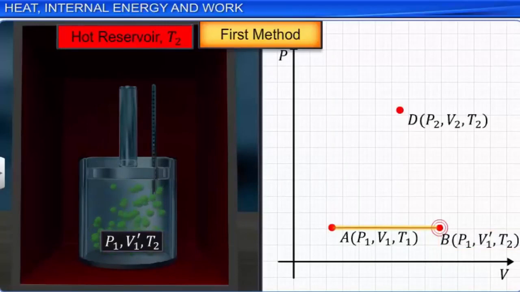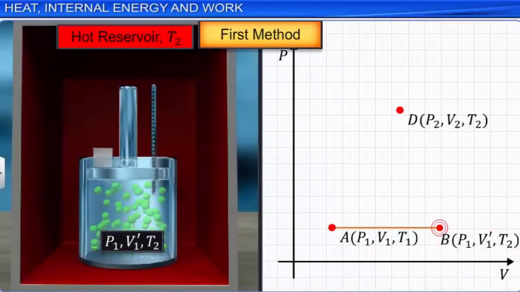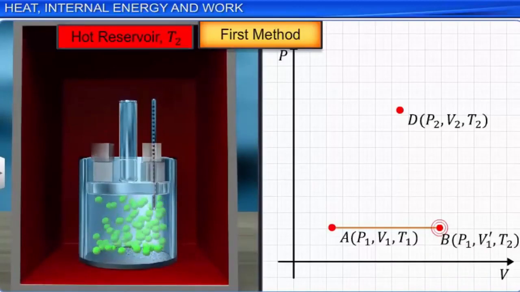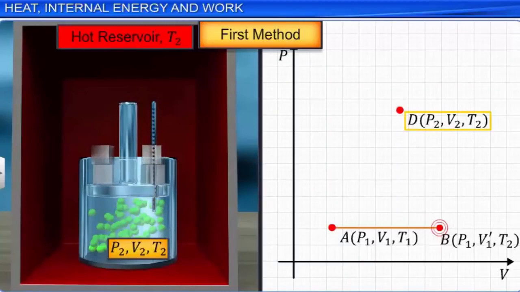Now, keeping temperature constant, compress the gas by placing a weight on the piston to the final state P2, V2, T2. This change in the state from P1, V1, T2 to P2, V2, T2 is represented by a curve BD in the PV graph.